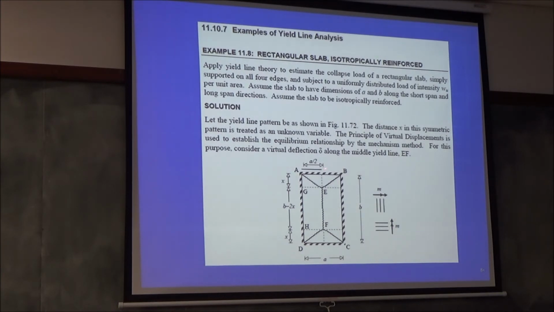So let's say this distance is x, but it's symmetric, so there's also x. And so what is left behind is b minus 2x. Got it? But we know that this is going to form bang in the middle because of symmetry, and that is a by 2. So first you must draw the yield line pattern correctly. Now this has a solution. Let's say UDL is W. How do we find the solution?